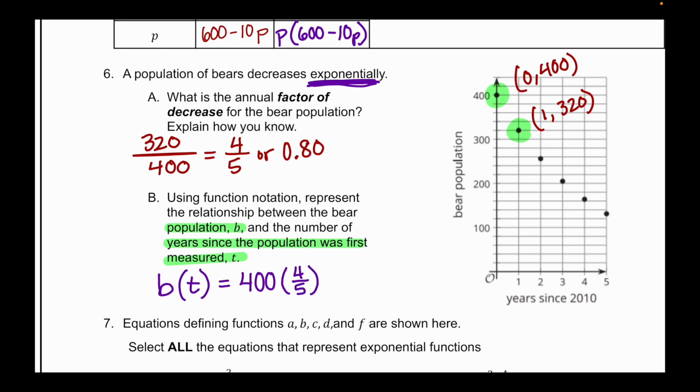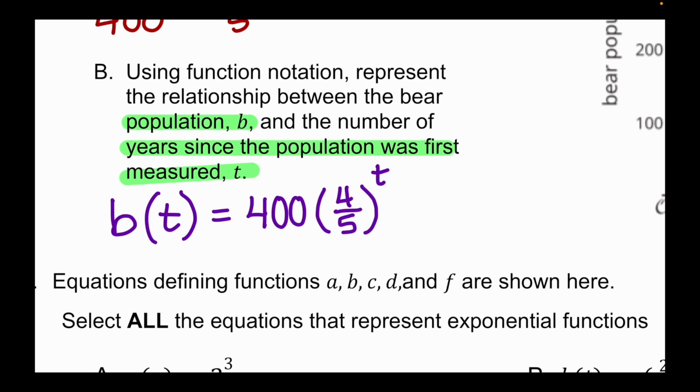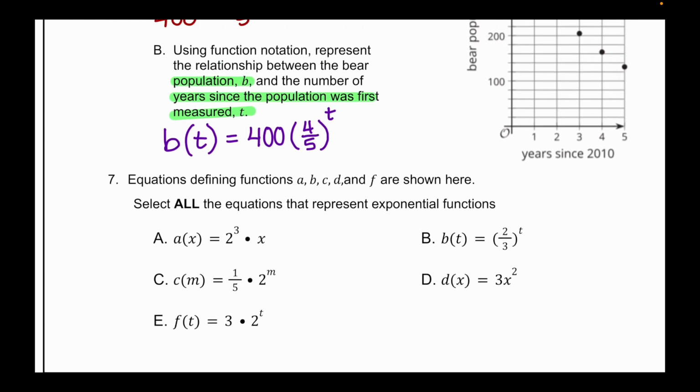You could put the 0.8. It goes inside parentheses, and then that is what gets raised to the exponent. And our exponent is always the variable of our input. And input is almost always time. So that is the equation that represents that.